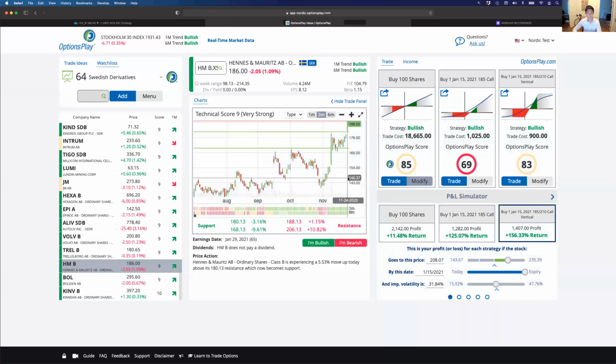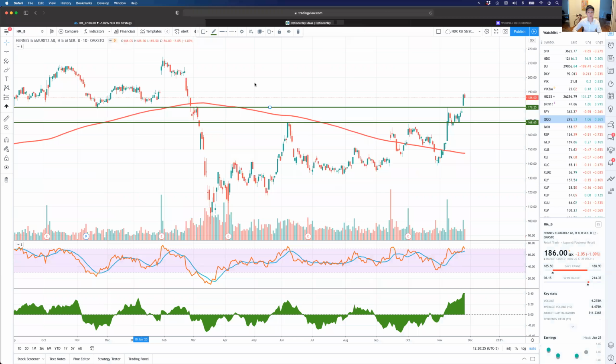So if you go to OptionsPlay, this is already pre-drawn for you. As you see, 168, 180. Those are the two that I just drew for you based on my knowledge of technical analysis. We've automatically drawn those for you here on OptionsPlay. The next ones we see above are 188 and 206. If we look at this chart, 188 is basically this one right here.